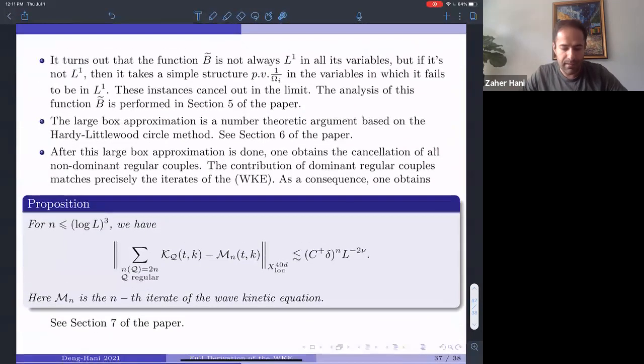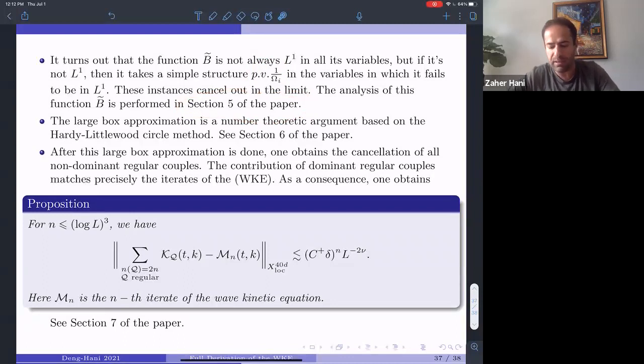Again, things are even more complicated than that. It turns out that this function b tilde is not always in L1 in all its variables, but the good thing is that if it's not in L1, then it takes a very simple structure. It's of the form 1 over principal value in the variables in which it fails to be in L1, and these instances cancel out in the limit. Okay, this analysis is done in section 5 of our paper.